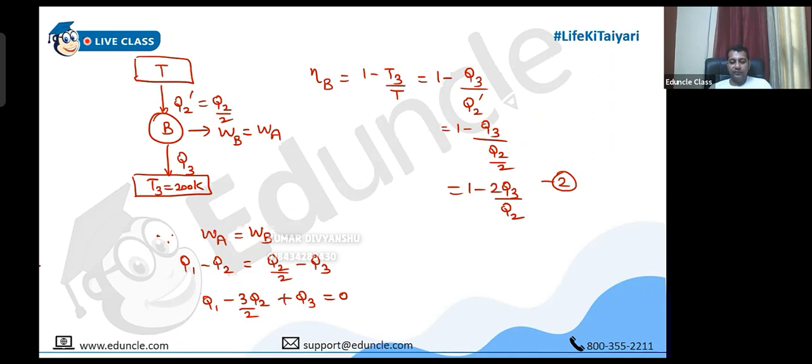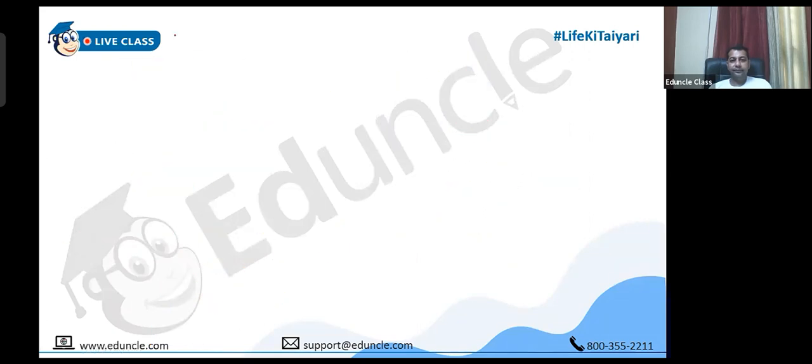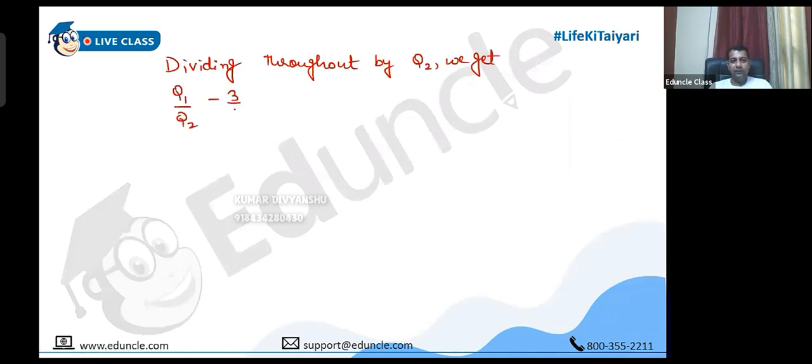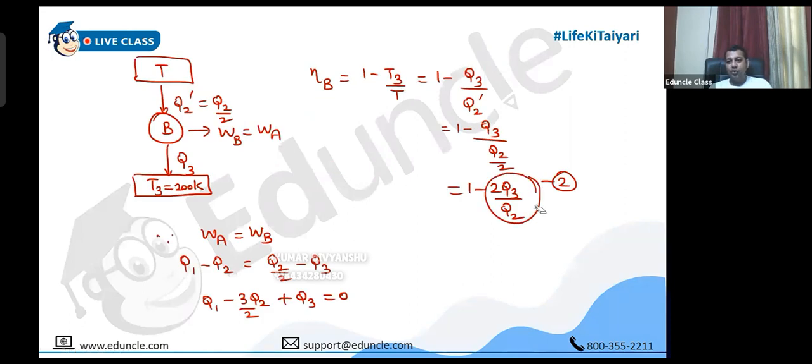So you just have to get the value of Q3 by Q2. Let me do it. If we divide by Q2, so what is this Q3 by Q2? Multiply and divide it by 2, because it is 2 Q3 by Q2 now, over here. So now, see here, I know the relation between this 2 Q3 by Q2 and T3 by T, isn't it? From 2, I can say that 2 Q3 by Q2 is T3 by T.